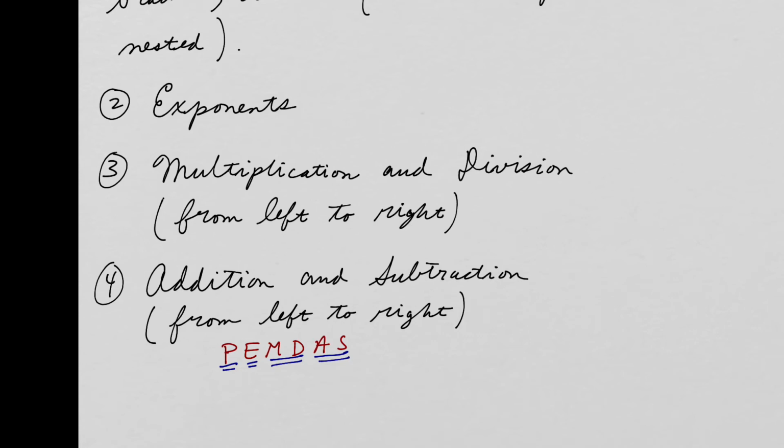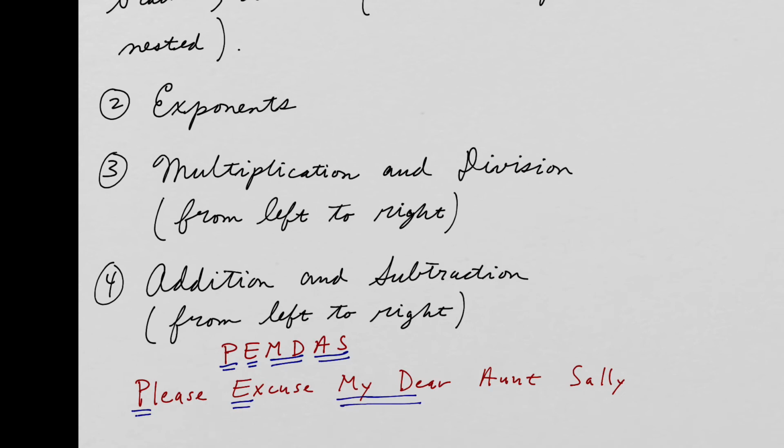The other way I learned this when I was younger was, please excuse this mnemonic, please excuse my dear Aunt Sally. Again, it's just to help you remember that parentheses are first. Please is parentheses. The excuse, the E, reminds you that exponents are next. My dear is multiplication, division. And Aunt Sally is addition and subtraction.